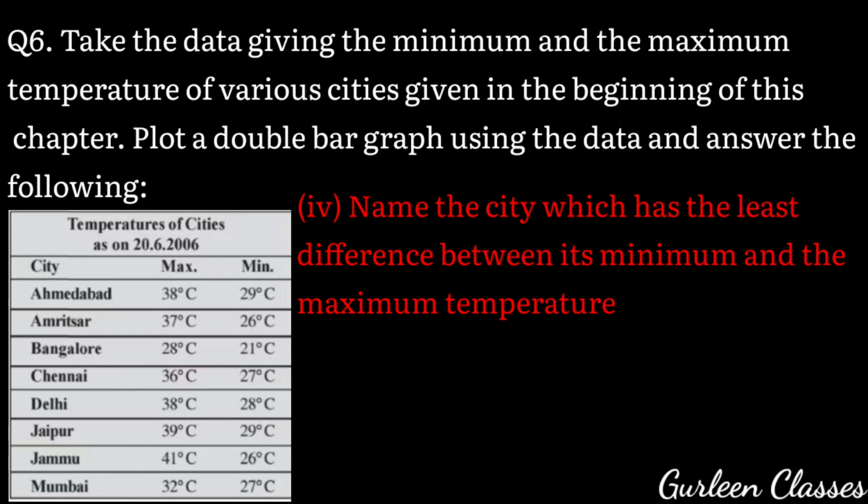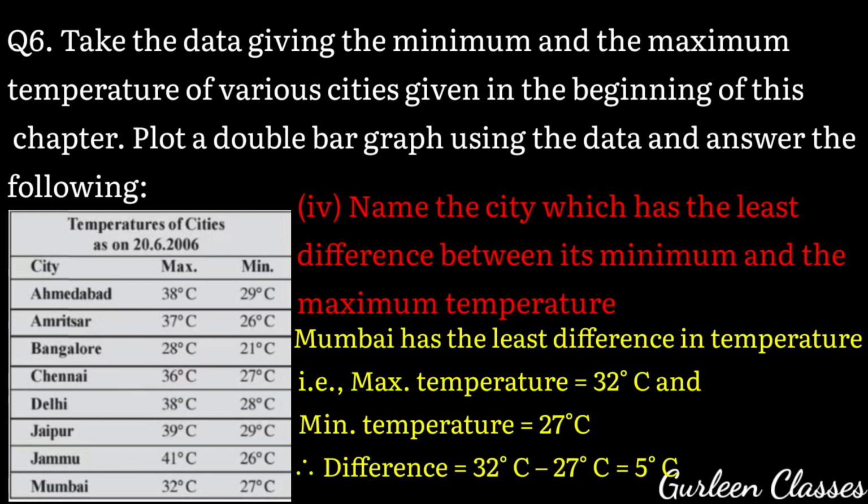Fourth part, name the city which has the least difference between its minimum and the maximum temperature. So Mumbai has the least difference in temperature, that is maximum temperature is equal to 32 degrees Celsius and minimum temperature is equal to 27 degrees Celsius. So difference is equal to 32 degrees Celsius minus 27 degrees Celsius, that is equal to 5 degrees Celsius.